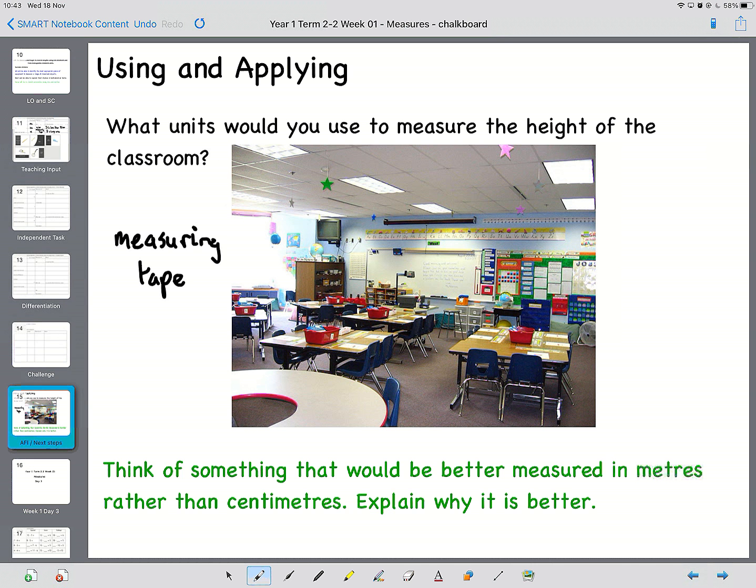Okay, and if you can, think of something that would be better measured in meters, which is 100 centimeters, than just centimeters, and try to explain to your grown-up why that might be. And that is the end of today's maths lesson. You've done brilliantly.